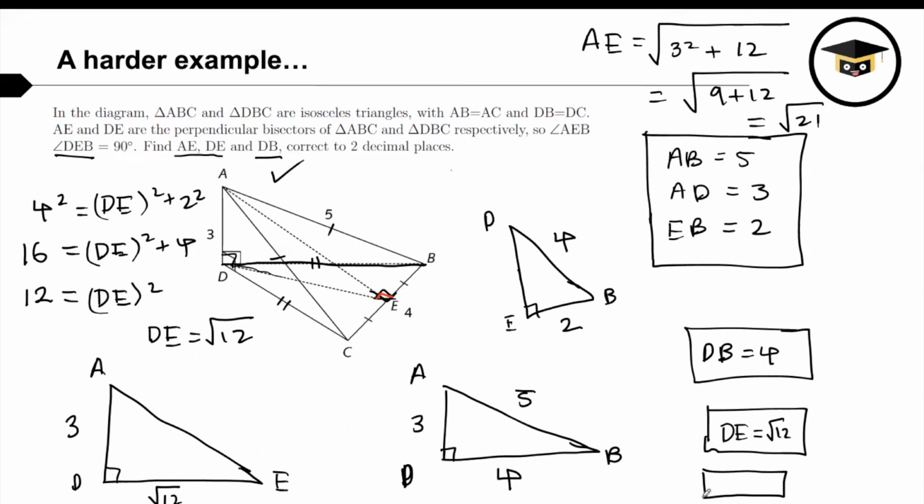Now, the question does say that we need our answers in 2 decimal places. So for DB, we just keep it as 4.00 if we have to write 2 decimal places. So root 12 would be 3.46, and AE, which is equal to root 21, is going to be 4.58. So that would be our final answer.